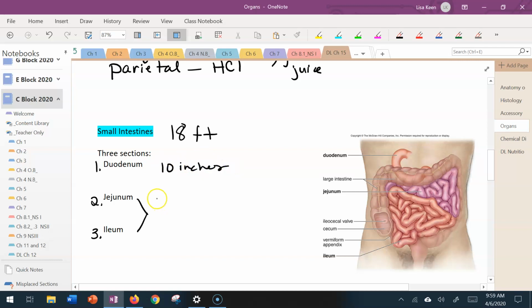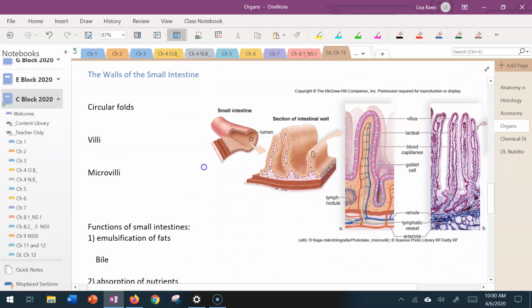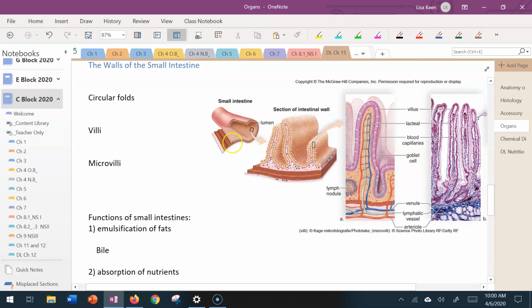And then the jejunum is 7.5 feet on the average, and the ileum is 10.5 feet. And so roughly your small intestines average around 18 feet. When you look at the inside of the small intestines, you will see circular folds that give the inside of the intestines a velvety appearance. And that's what you would be able to see with the naked eye.